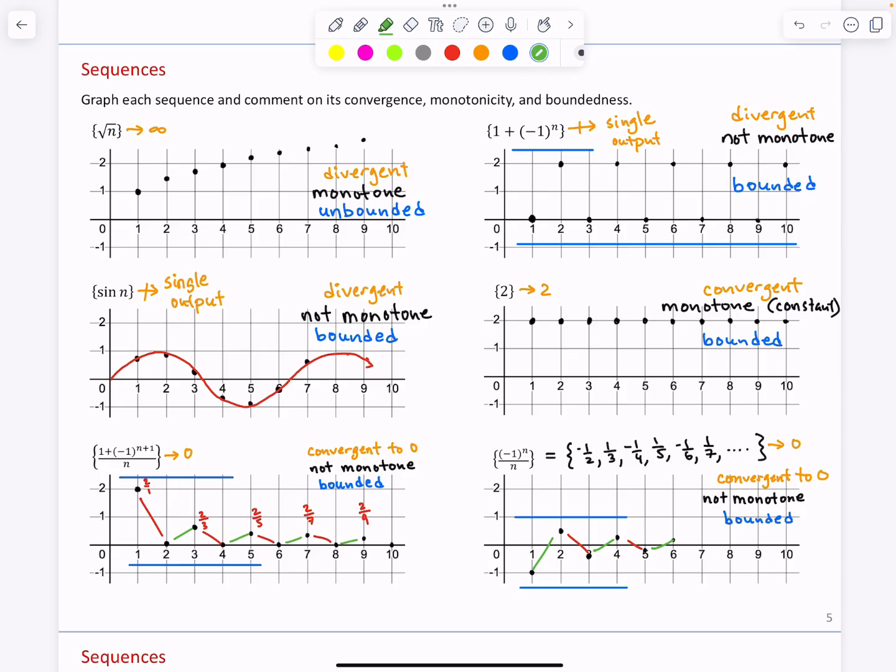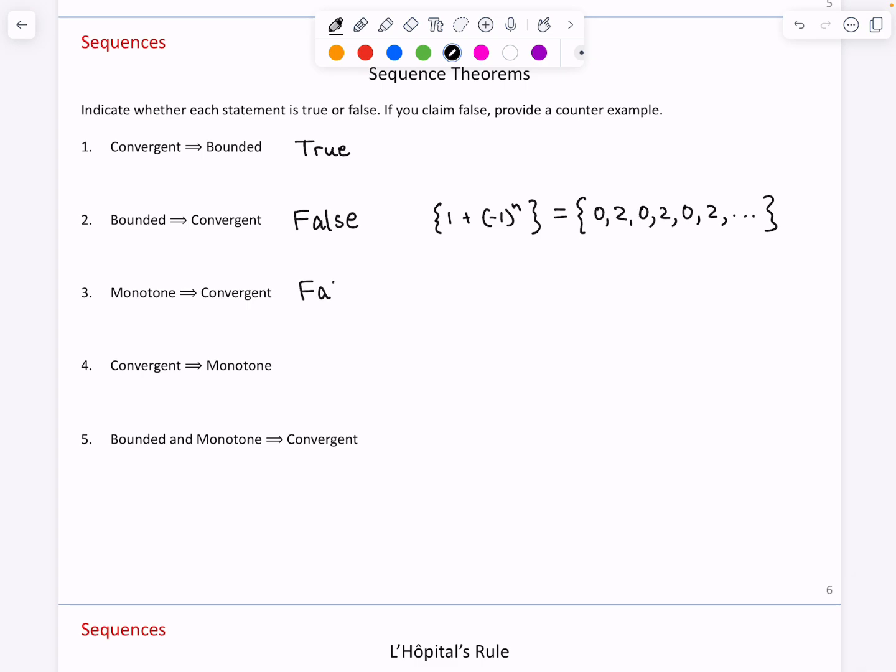Well, looking at these 6 examples, I see an example of a monotone sequence that's divergent. This is a false statement, and a good example is the square root of n. It is monotone increasing, but it is not convergent because the sequence approaches infinity.